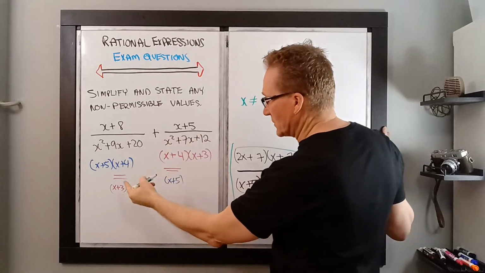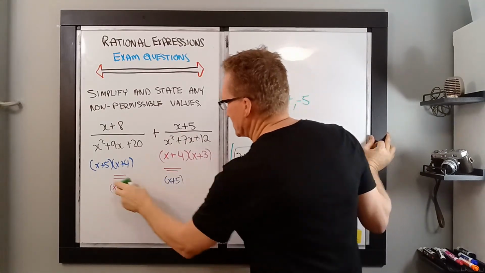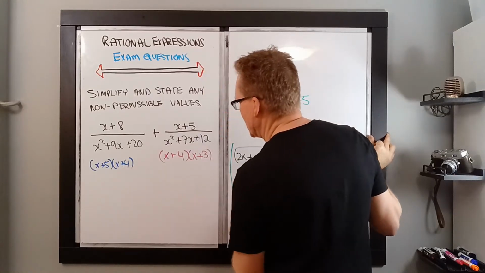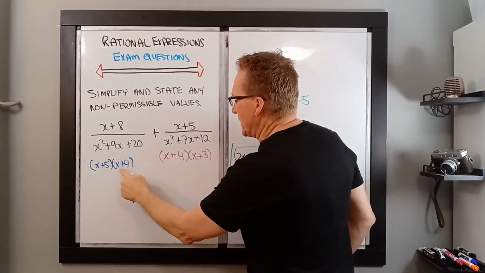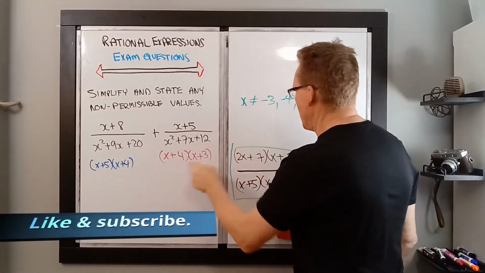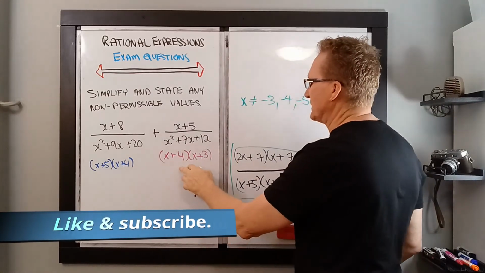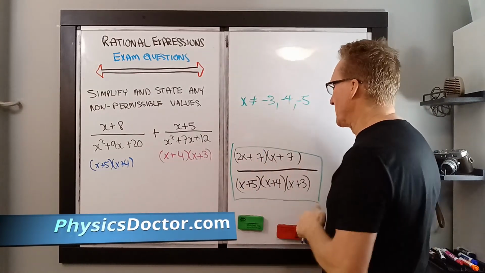But now you also have to look over here to see if there's anything additional that maybe you canceled. This wasn't part of your original question, so I'm just going to erase this. So here we have the -4, -5, -3 here. So those are the same as there are over here. We didn't add anything. We didn't cancel anything out from here specifically. So these are the non-permissible values.